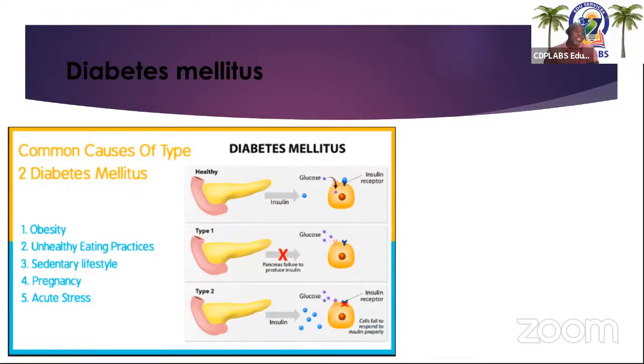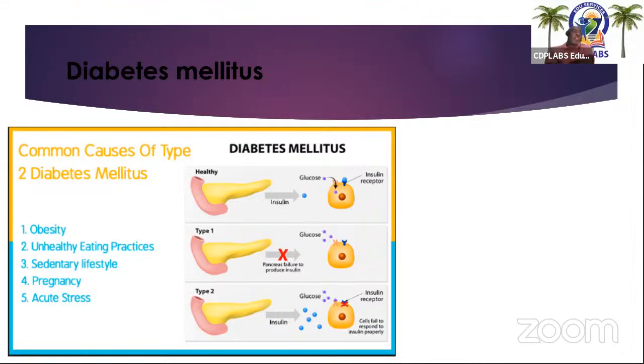So the healthy pancreas produces insulin. And the glucose, once the insulin binds to the insulin receptor, that simply means that the insulin triggers the cell to receive the glucose. And you know that when glucose goes into the cells, it is going to combine with oxygen to release energy. And that's what we call cellular respiration.